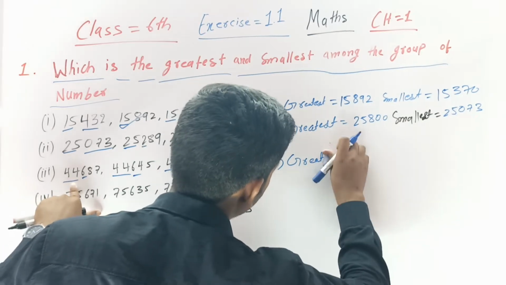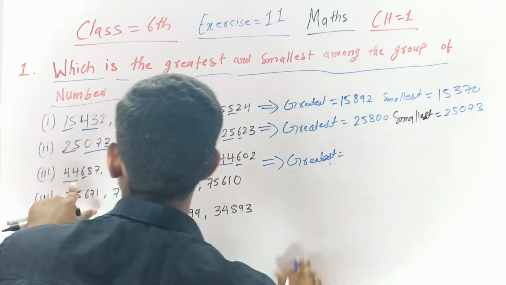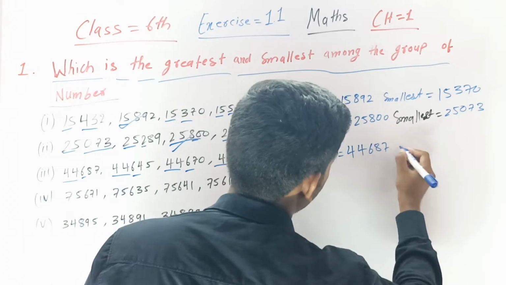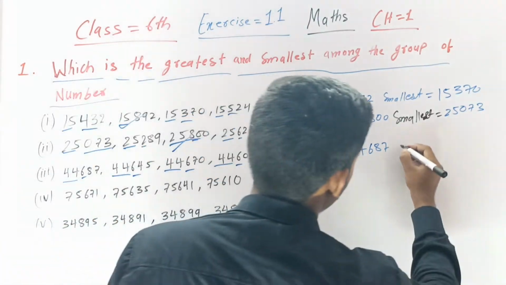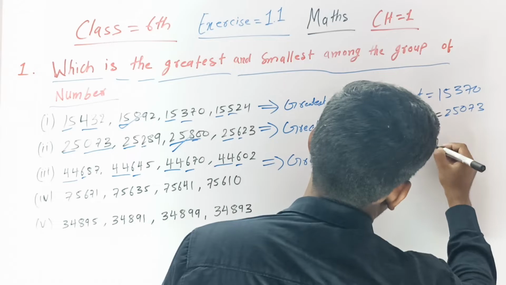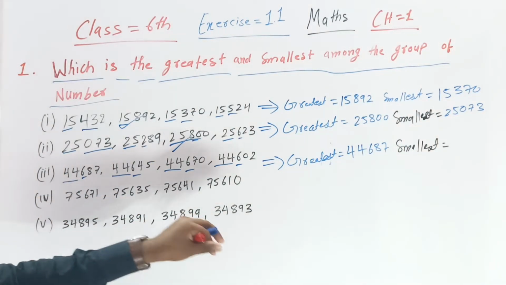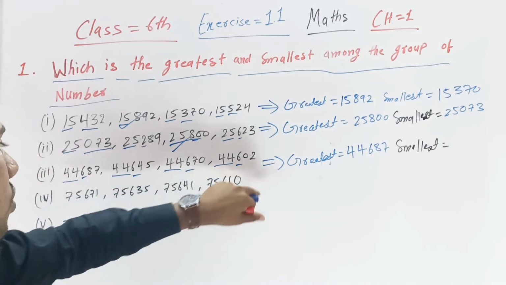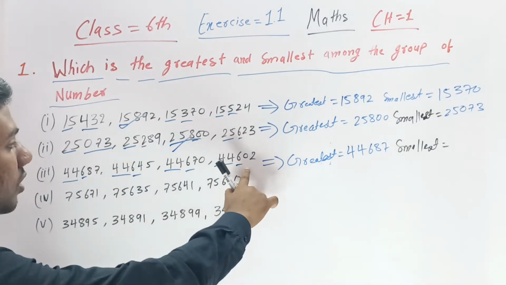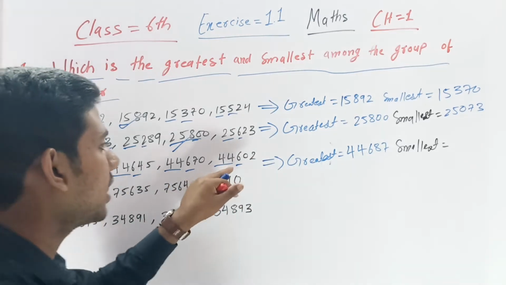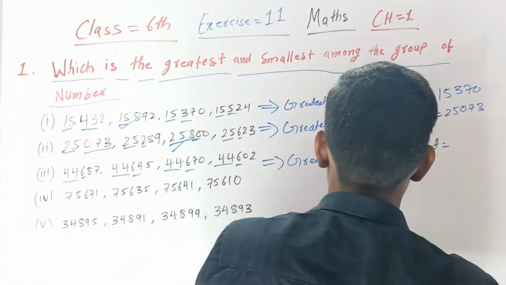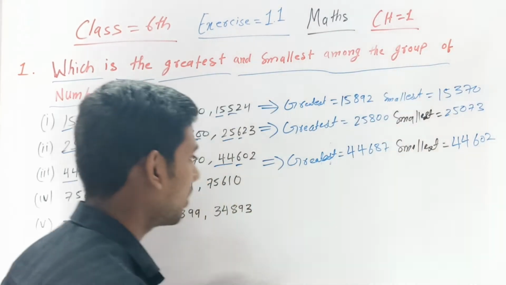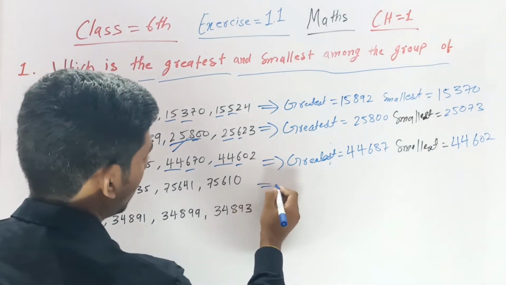Greatest, right? Greatest is 44,687. Okay, now you have to write the smallest. In this, which is the smaller one? This is 687, 645, 670, 602. Which is the smallest? Obviously 44,602 is much smaller than all the numbers. So write 44,602.